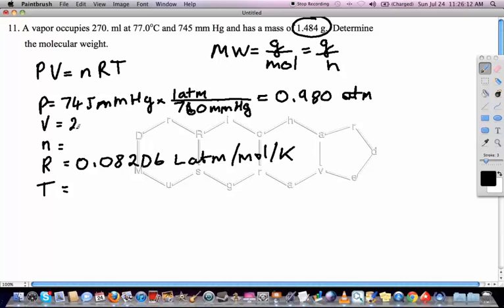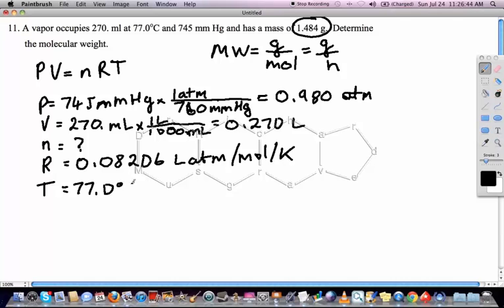The volume is 270 mils, and we know that that needs to be converted into liters, so it matches this. And so it's times 1 liter over 1,000 mils. That's going to be 0.270 liters. N is what we're looking for. Temperature is 77.0 degrees Celsius. And we're going to add 273 to that to give us a Kelvin value, which is 350 Kelvin.